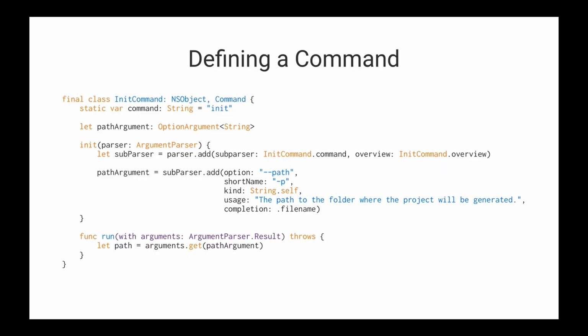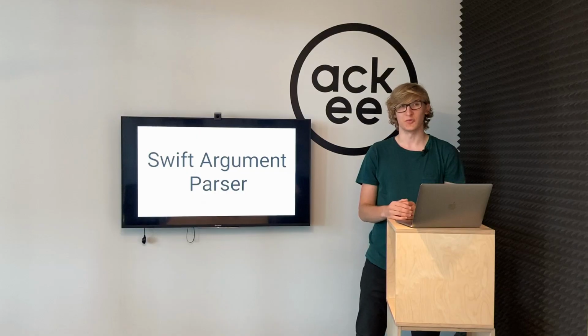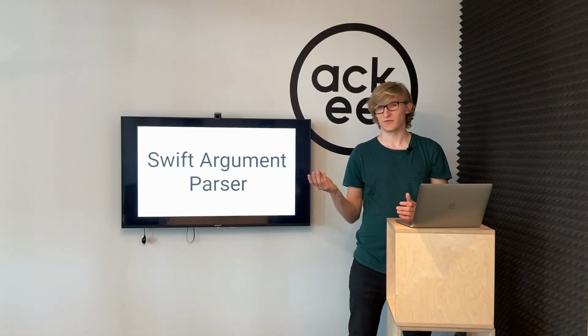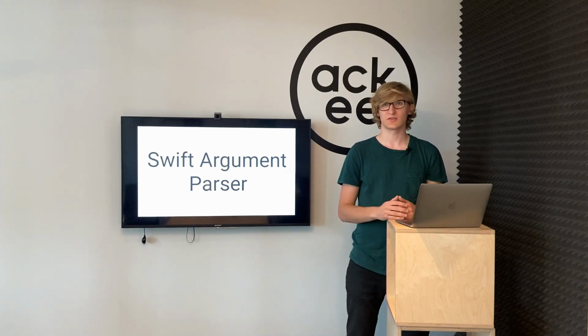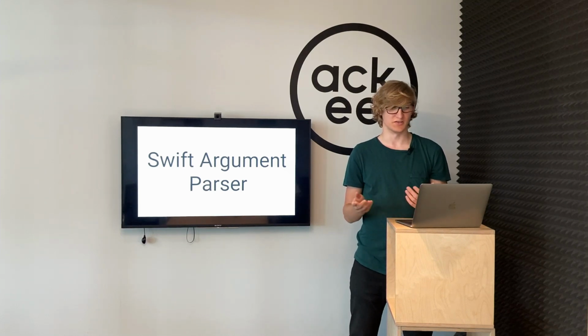And this is how you can define a command with the TSCUtility. There's actually a lot of code, and it's a bit imperative. But the bright side is that only 2019 kids will remember this, since Apple has introduced a new shiny argument parser that uses all the new Swift features, such as property wrappers, and it actually offers you a declarative API. So defining a command is extremely easy and intuitive.